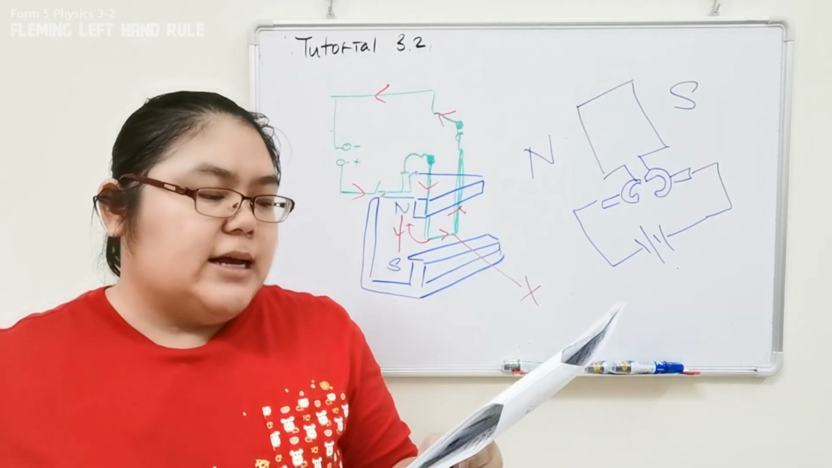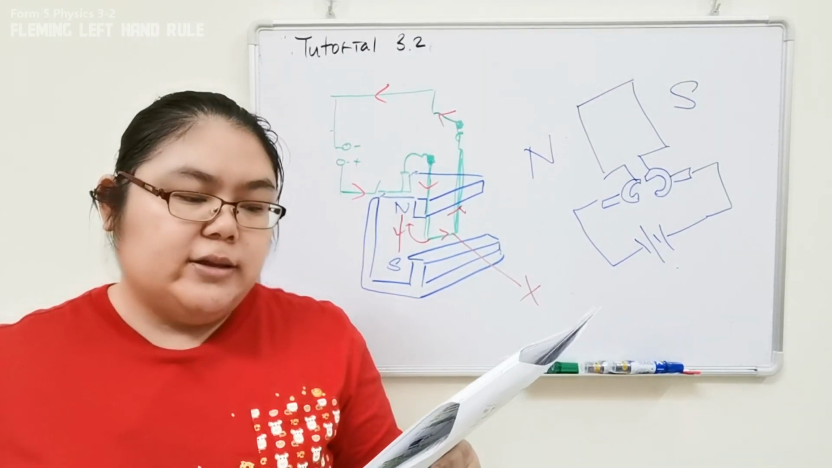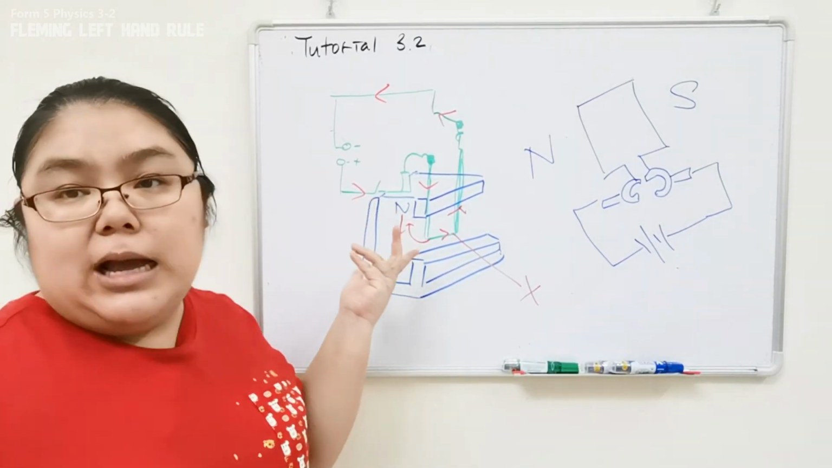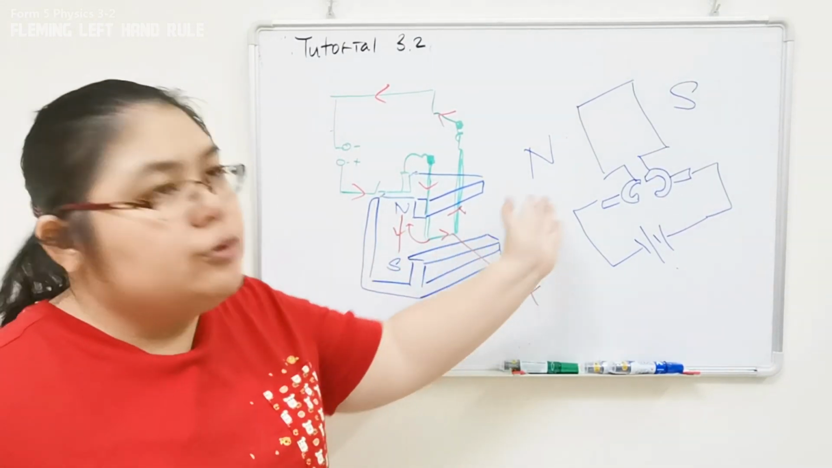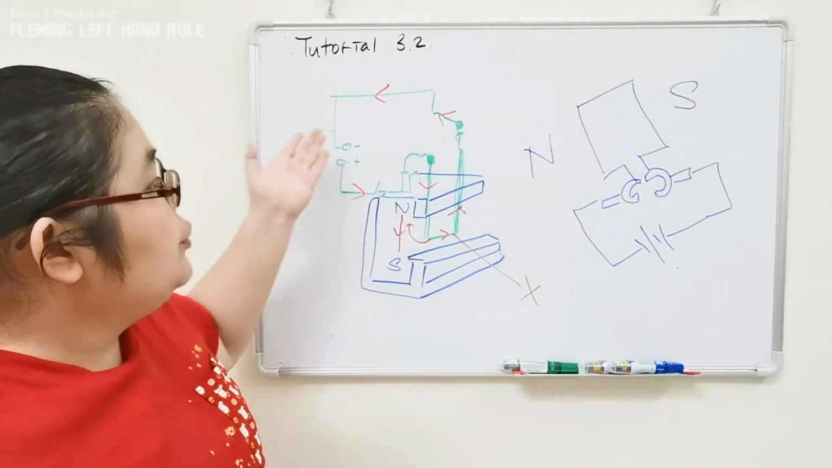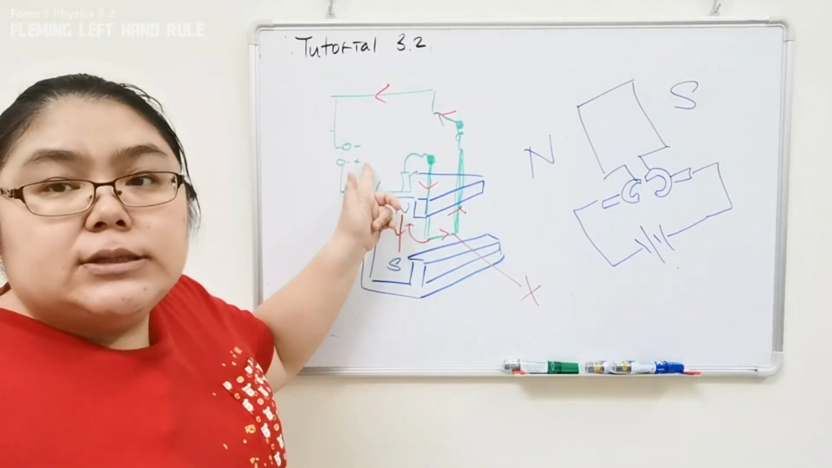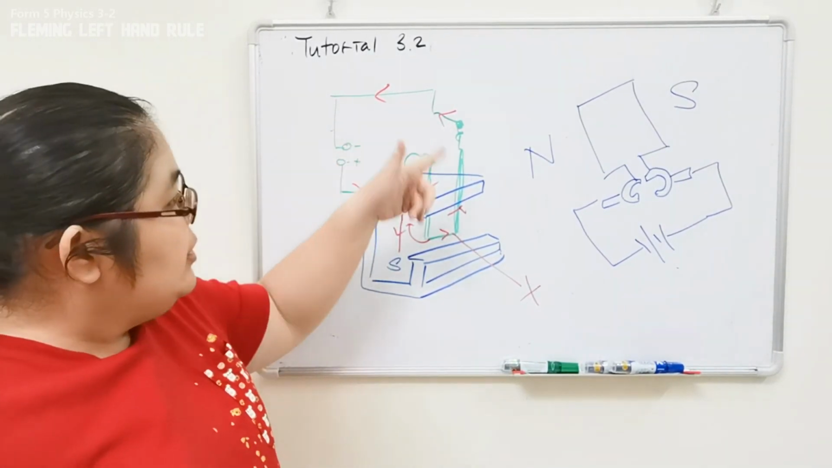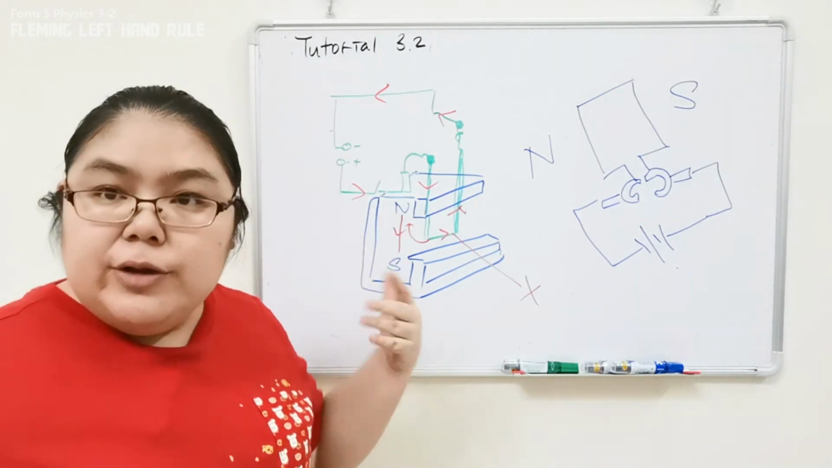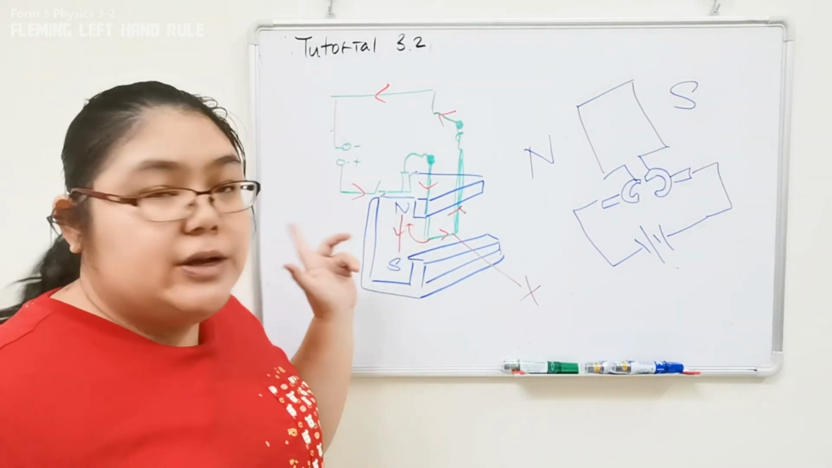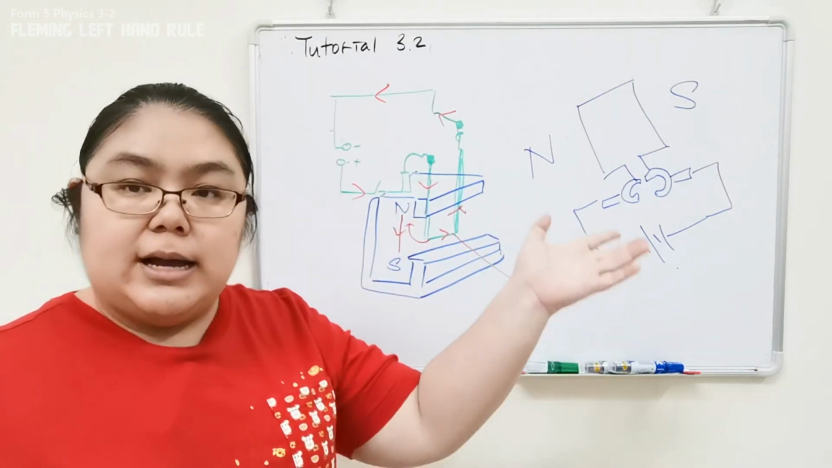Then we say suggest 2 ways to change the direction of the motion of the wire X. So that means I want to reverse it. I want to make the wire X go to the right hand side. What do you need to do? The first way, you reverse the terminal of the battery. When the battery is reversed, the current flows in the reverse direction, so you will find that the wire X will rotate to the other side.